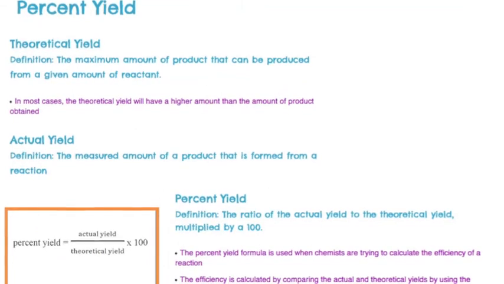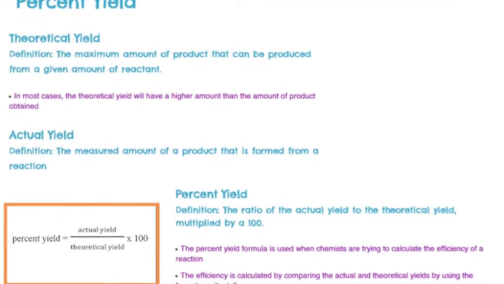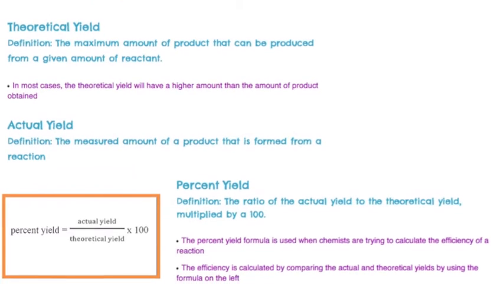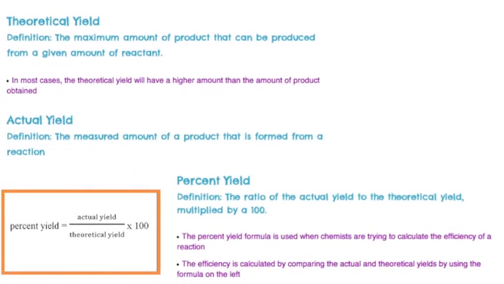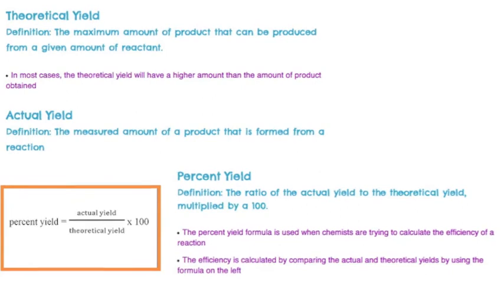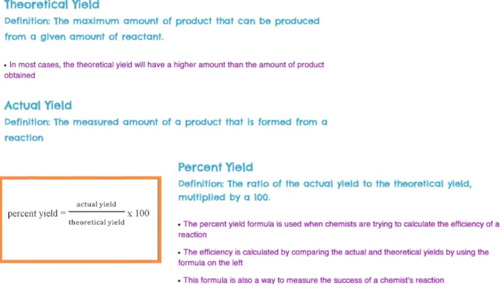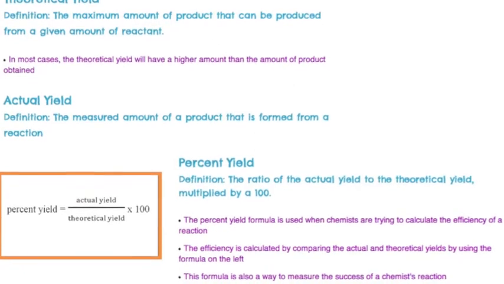So here we have the three definitions of theoretical yield, actual yield, and percent yield. We have the different steps on how to calculate them. We even have a picture here of the formula that you use to find percent yield.